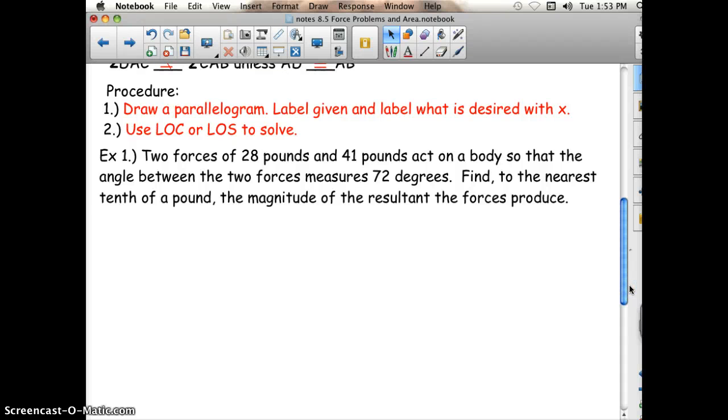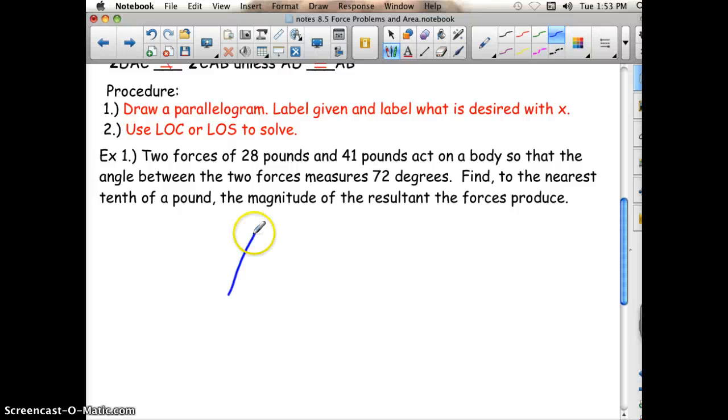So, procedure: draw a parallelogram, label what is given, and label what is desired with x. And either use law of cosines or law of sines to solve. All right. So two forces of 28 pounds and 41 pounds act on a body so that the angle between the two forces measures 72 degrees. Find to the nearest tenth of a pound the magnitude of the resultant the forces produce.